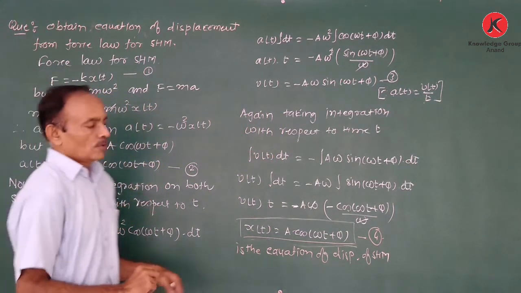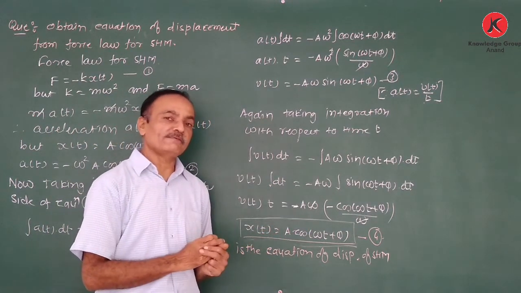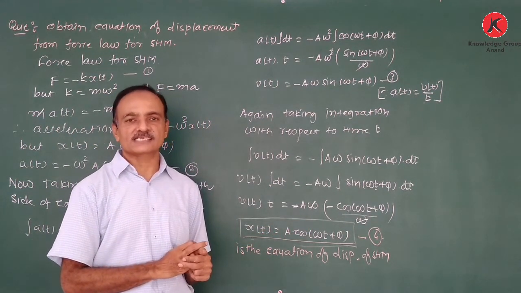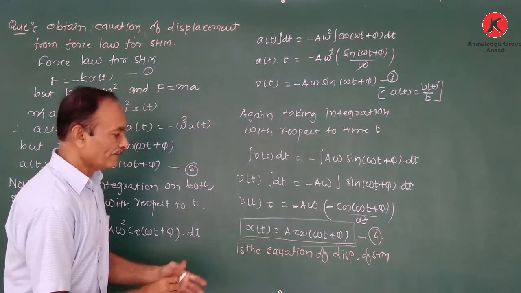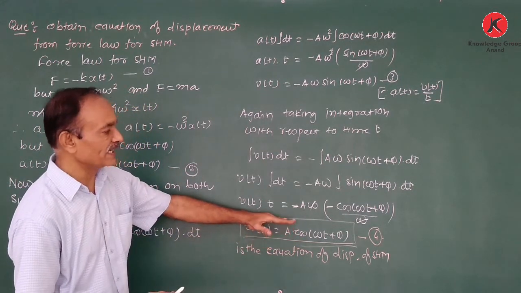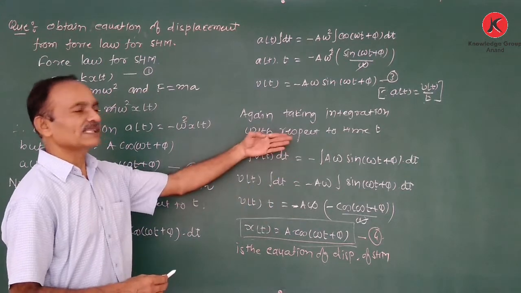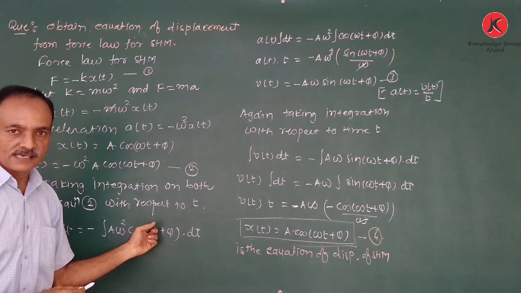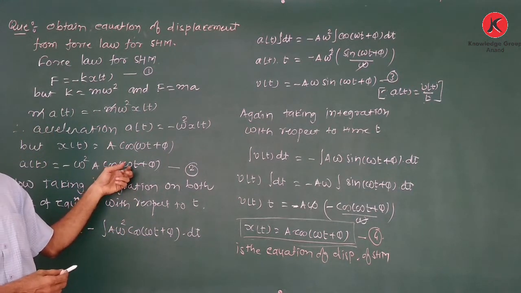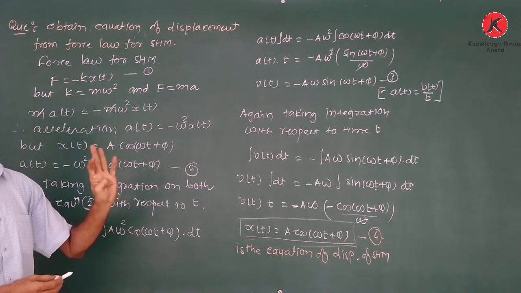Now, already we know, and already we obtained the equation of the velocity and acceleration and also the force law from the displacement. At that time, first we had the equation of displacement and, taking the derivative, we obtained the velocity. Taking the derivative of velocity, we obtained the acceleration, and applying Newton's second law, F is equal to ma, we obtained the force law.